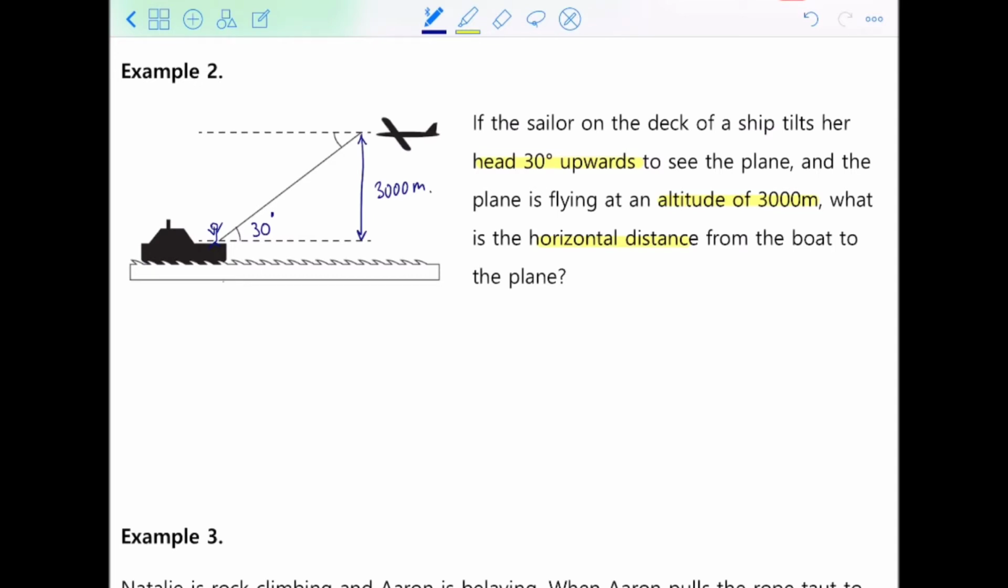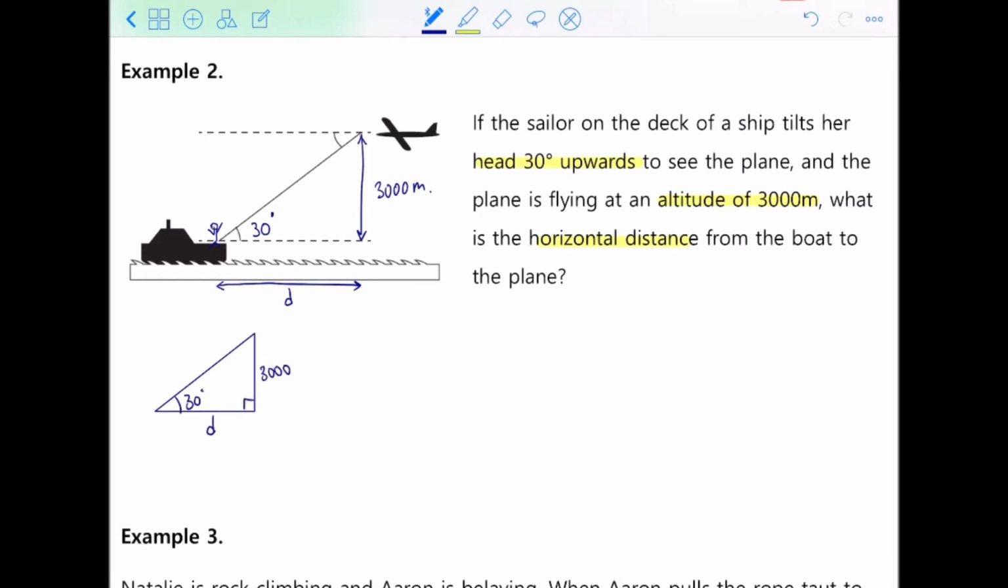What is the horizontal distance from the boat to the plane? So we're looking for the distance between the boat and the plane, and I'm going to denote this as D for distance. So we are solving for D. Let's form a new triangle, so I could just label the properties we have like that. And this is a right angle here.